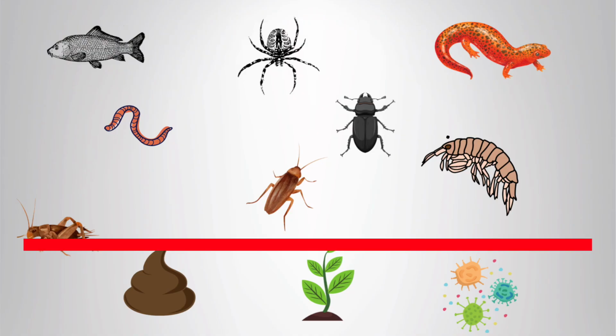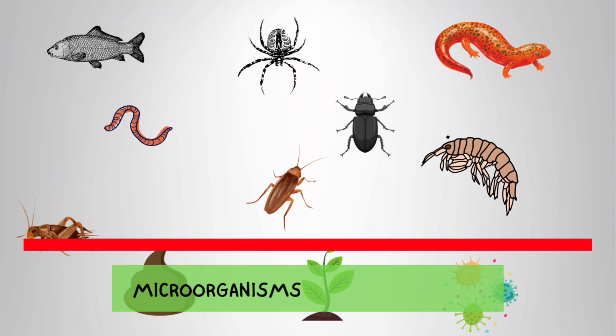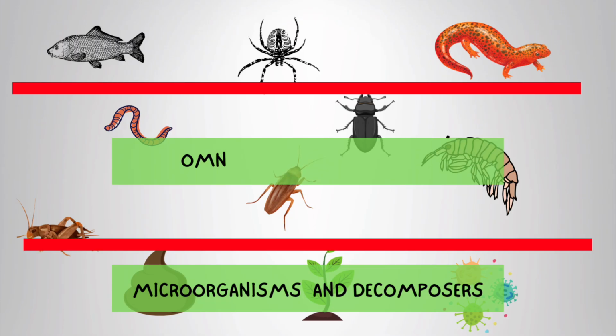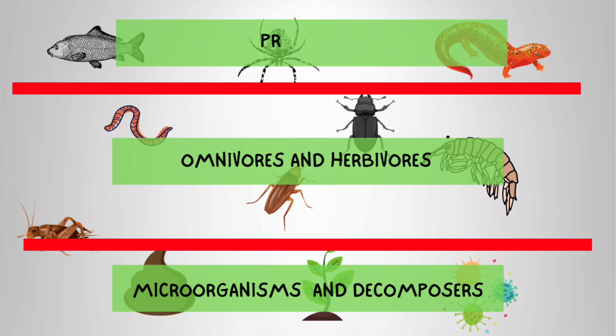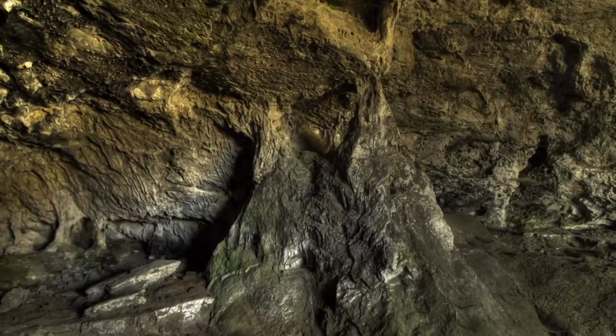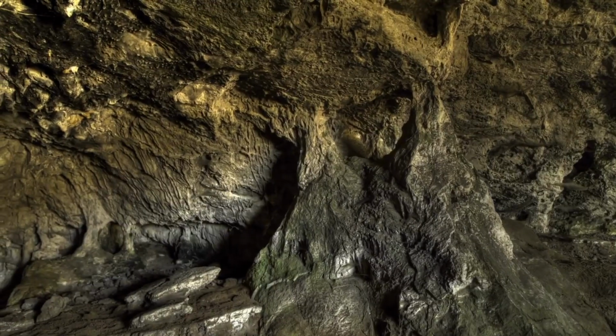So, whether you are a microorganism or decomposer providing nutrients for biotic organisms living in a cave, or you are an omnivore or herbivore providing nutrients for a predator, each factor, either biotic or living, and abiotic or not living, work together to create a thriving ecosystem in a solution cave.